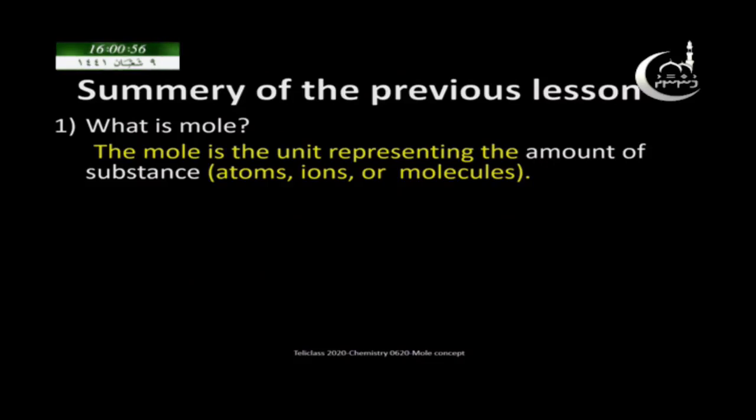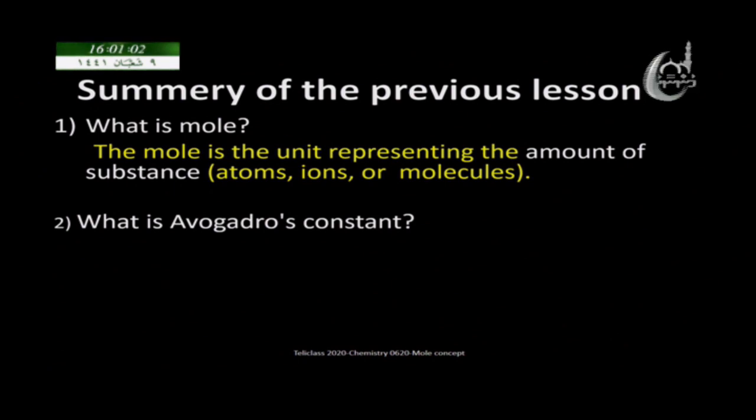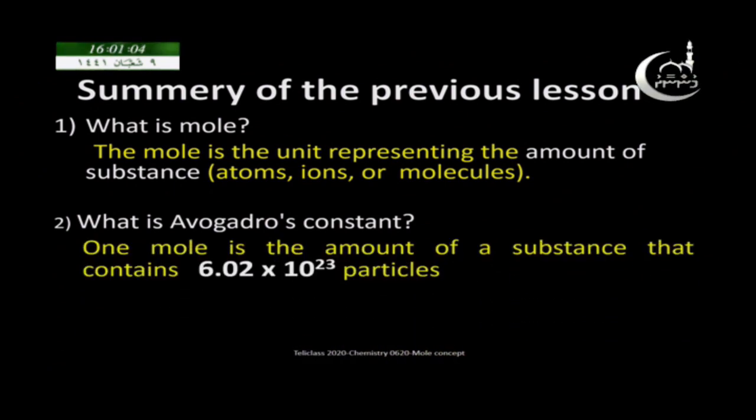It could be atoms, ions or molecules. What is Avogadro's constant? Avogadro's constant is the amount of substance that is contained in 1 mole of substance. So, the value is 6.02 × 10^23. So, this could be the number of atoms, number of molecules or number of ions.